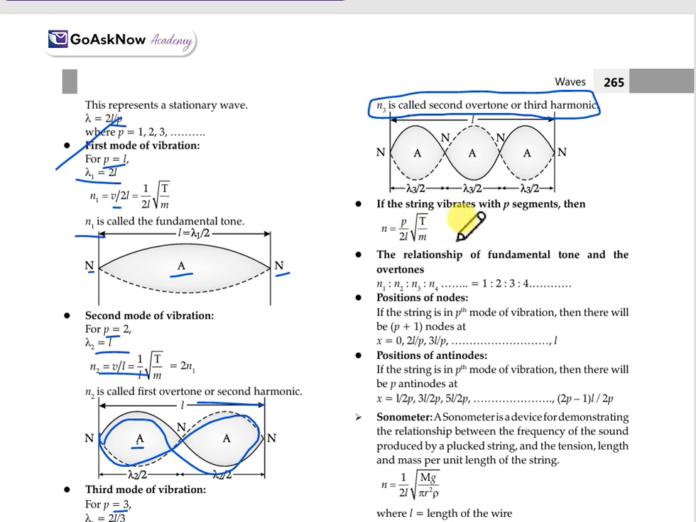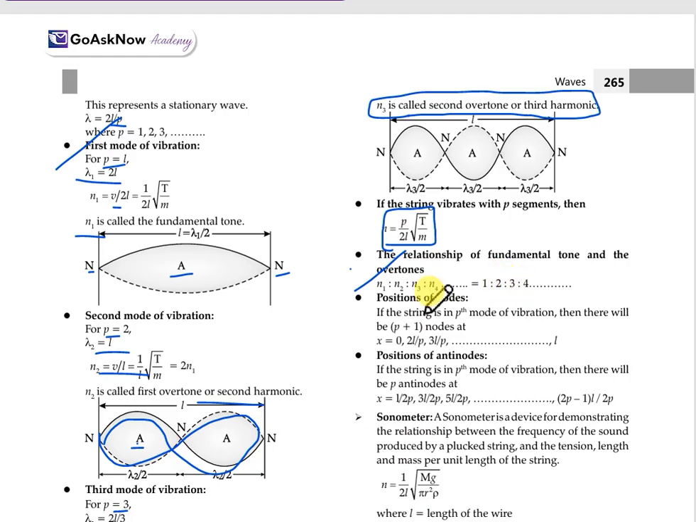Now, if the string vibrates with P segments, then N will be equal to P upon 2L square root of T upon M. This will be the string vibration when the P segments are there. The relation of the fundamental tone and the overtones: this will be N1, N2, N3 and N4. The ratio between them will be equal to 1:2:3:4.